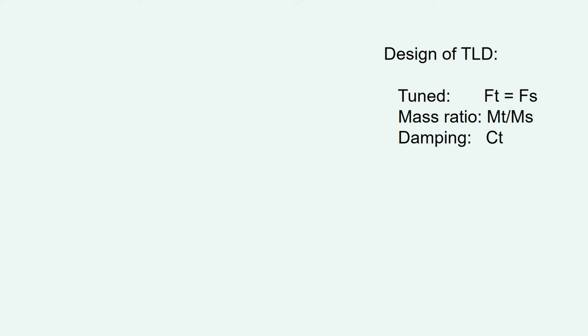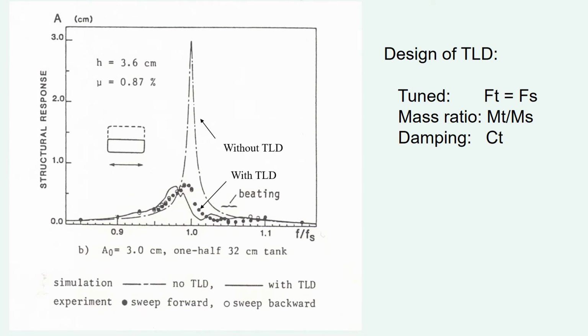Damping or energy absorption is another important point. When it is too small, the suppression effect is small. This is the test results of Fujino. X-axis is the frequency of TLD over structure, and Y-axis is the response. You can understand the response is maximum at F over Fs is 1.0, and the response with TLD is much lower than that without TLD.